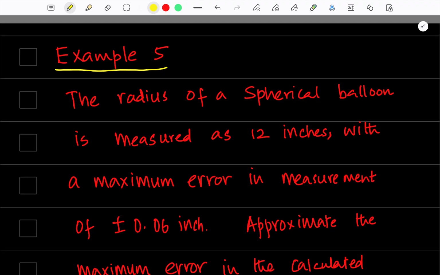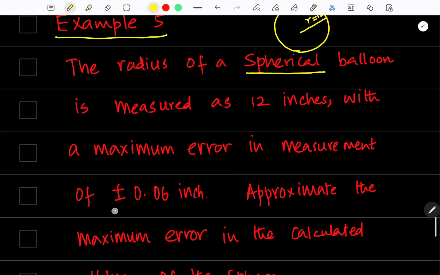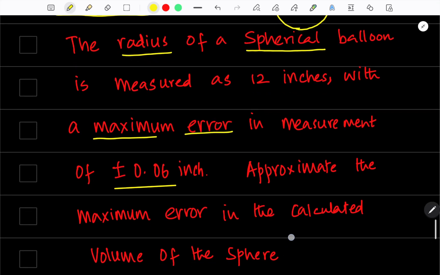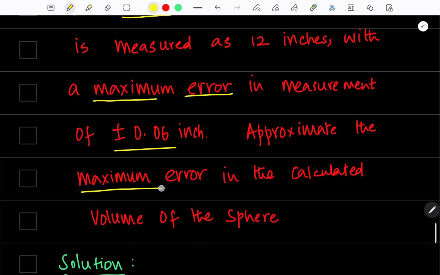The radius of a spherical balloon. So spherical is 3 dimensional. This is a balloon, the radius is here. Radius of a spherical balloon is measured as 12 inches with the maximum error in a measurement of 0.06 inch. So the radius has a maximum error, and that is given as 0.06. Approximate the maximum error. Error happens in what? In radius. Approximate the maximum error in the calculated volume of the sphere.